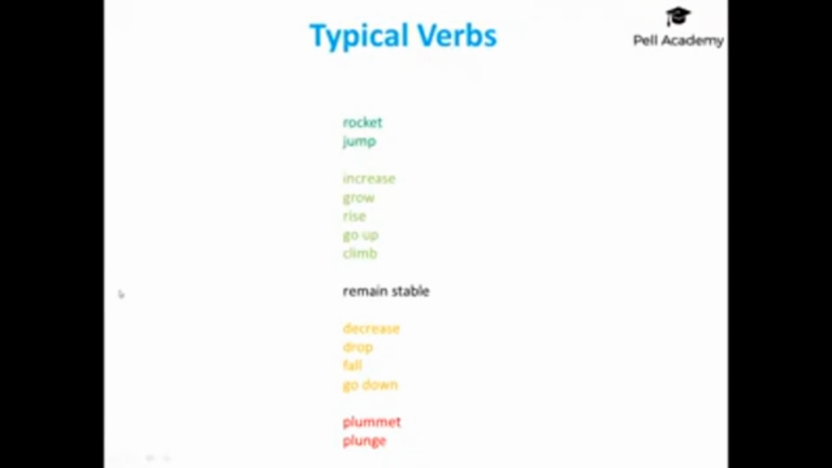That would be when, for example, if you look at my cursor here, it's going along straight and then it suddenly goes up really, really high, really, really quickly, that would be to rocket or to jump. So there are not many occasions you can use those verbs, and they're used in the same way. So when the increase is very, very big, we're going to use those two.